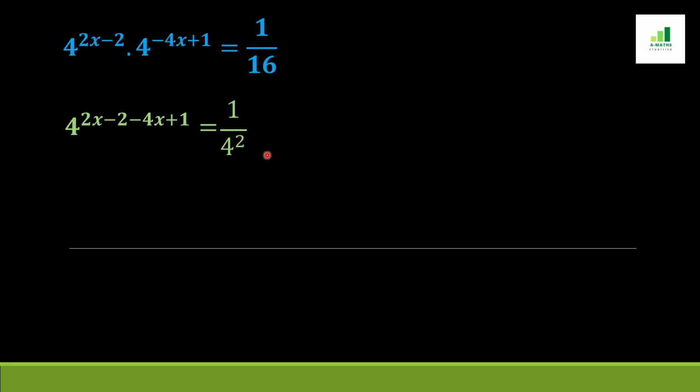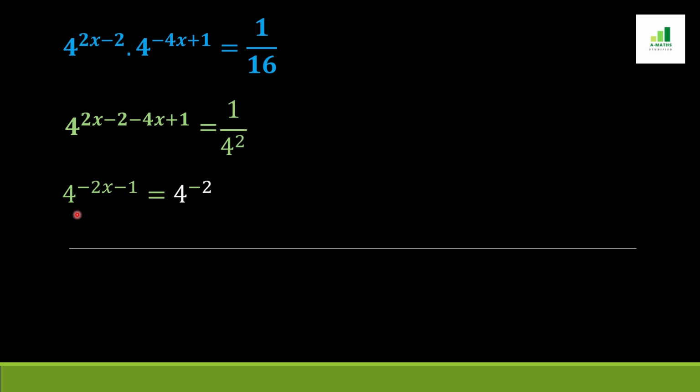Now what will I do? I will simplify this. How? 2x minus 4x will be equal to minus 2x, and minus 2 plus 1 will be equal to minus 1. Now this 4 squared which exists in the denominator will go to the numerator, and it will change into 4 to the power minus 2.